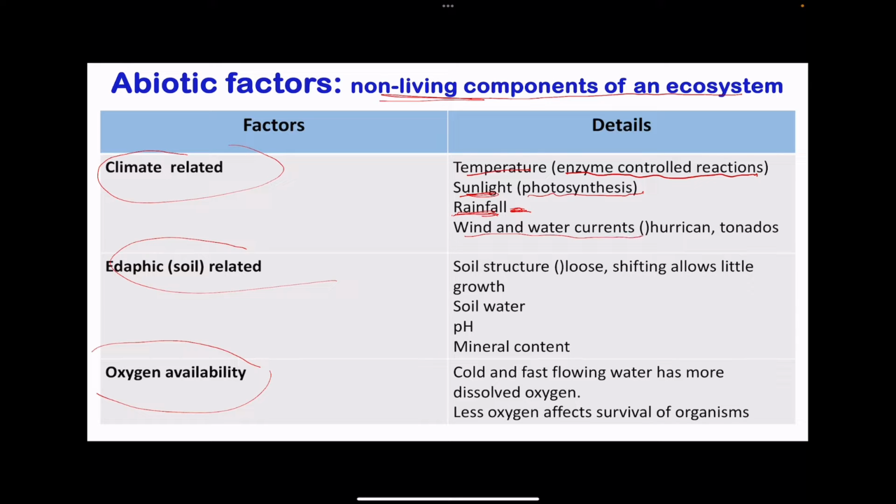There is wind and water currents. For example, this could be hurricanes and tornadoes, and these have a way of affecting the distribution as well as abundance of organisms within an area.